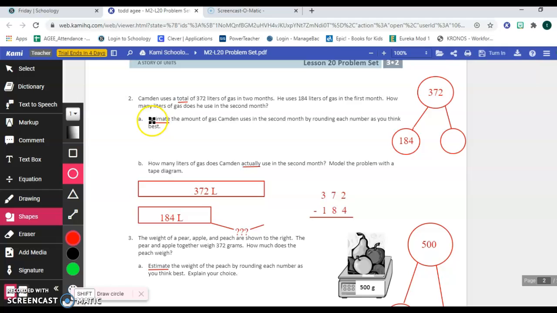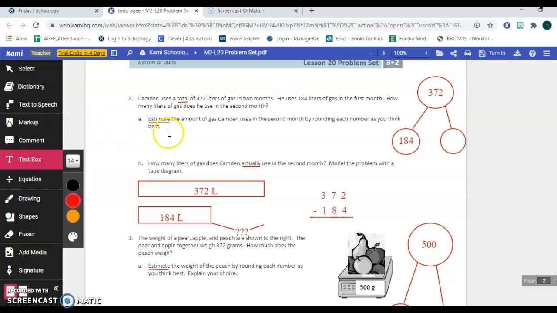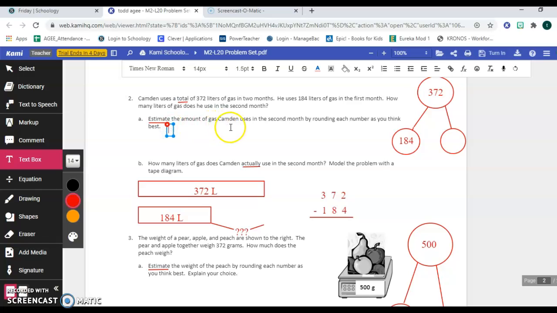And it asks us right off the bat to estimate the amount of gas Camden uses in the second month by rounding each number as you think best. So I think what we've discovered over these few estimation lessons is that when you round to the nearest 10, you get closer because you're not changing the numbers as much. Just for the sake of demonstrating that, let's do both of them. Let's round both numbers to the nearest 10 and to the nearest 100.